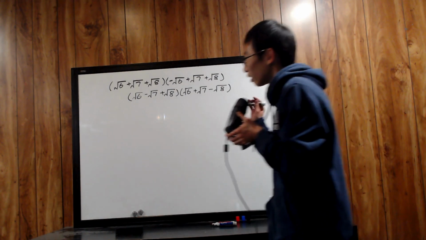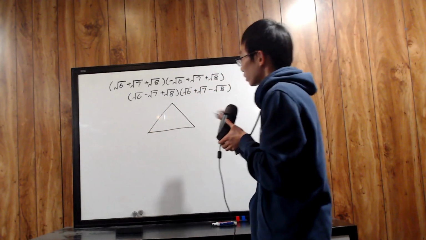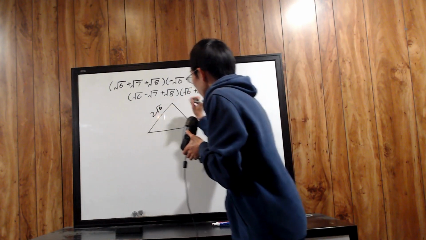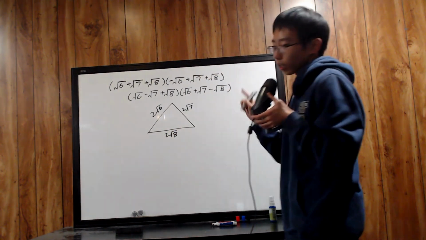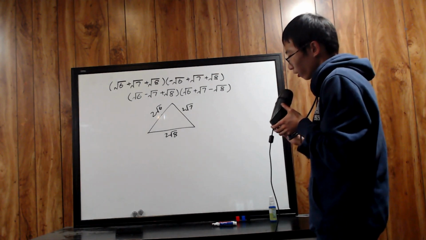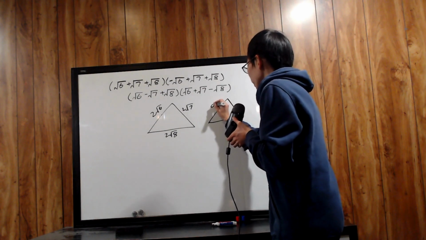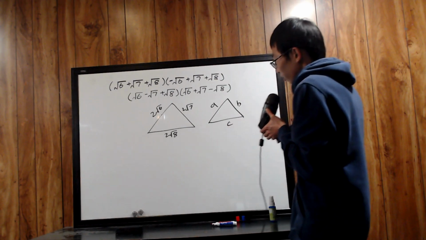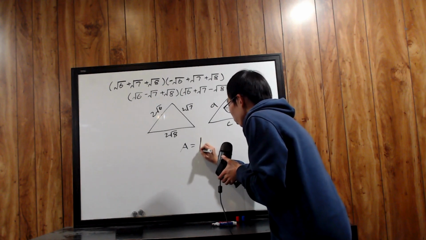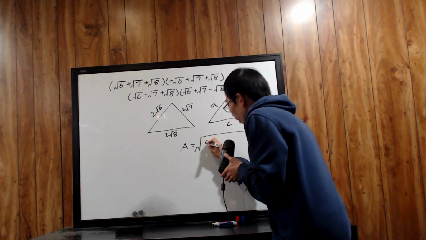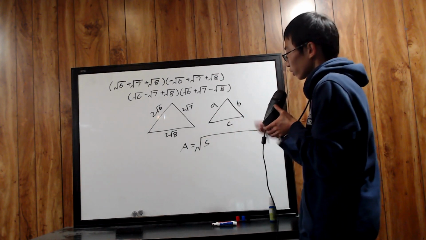Consider this. If we consider a triangle with side lengths 2 root 6, 2 root 7, and 2 root 8, then we can get the area of this triangle using Heron's formula. Basically, it states that if we have a triangle with side lengths A, B, and C, then we can get the area, capital A, as square root of S. Now, S is equal to A plus B plus C, all divided by 2. So it's half the perimeter.